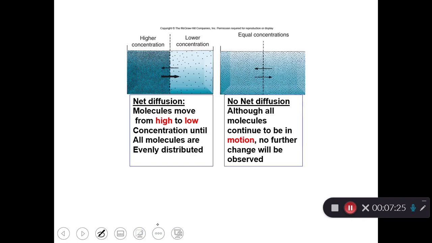So if you look at here, there is a membrane between two sites. This site has higher concentration of a certain solute, and this has lower concentration. And you will allow them to diffuse for some time. Then the molecules go from the higher concentration site to the lower concentration site until the distribution is equal across both sides of the membrane.